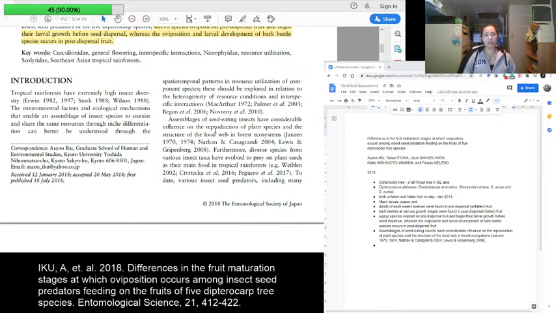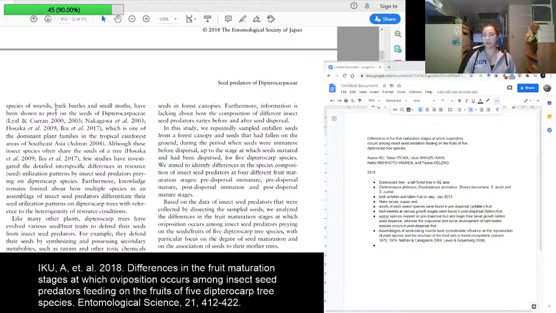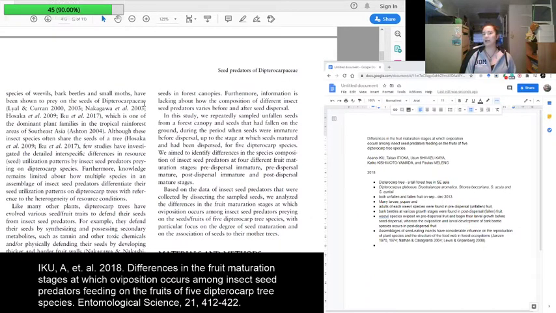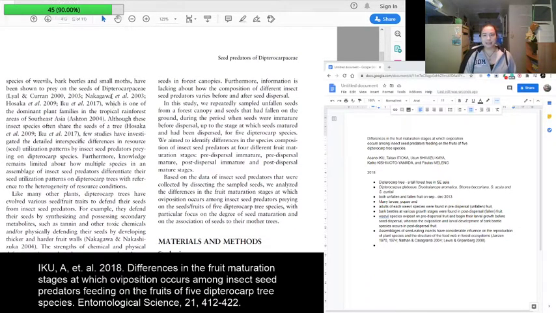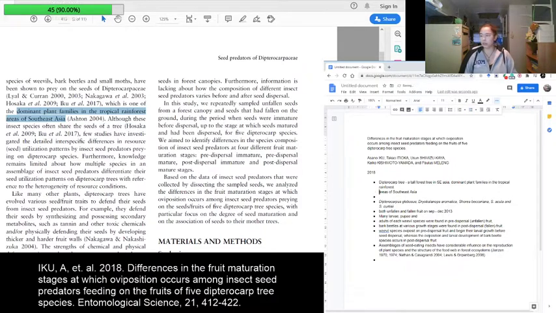So furthermore, diverse species from various insect taxa have evolved to prey on plant seeds as their main food in tropical forests. To date, various insect seed predators, including many species of weevils, bark beetles, and small moths, have been shown to prey on the seeds of the dipterocarps, which are one of the most dominant plant families in the tropical rainforest of Southeast Asia. Okay, so that's one of the dominant trees. The tree in my system is also the dominant tree in this particular forest.